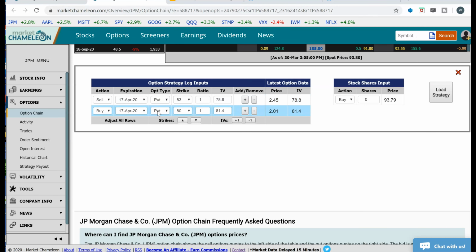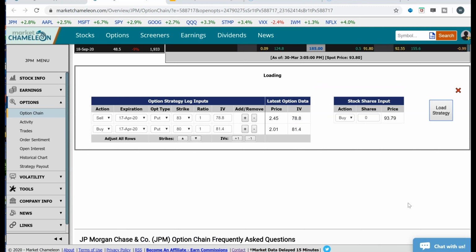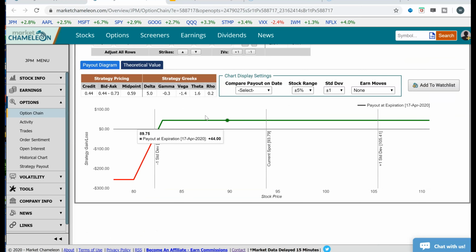So over here, April 17, buy the April 17 80 put. You buy it for 2.01, sell the April 17 83 put for 2.45. You load that strategy. This is what the payout diagram looks like at expiration.